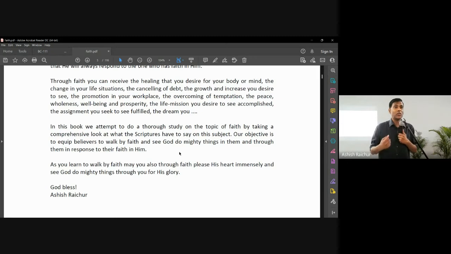The best way to grow your muscle is to keep using it. So faith is like a muscle. The best way for us to grow in faith is to keep using your faith. If you keep faith on the bookshelf somewhere, it will not grow. You have to keep using it. Right? So the best way to grow your faith is to keep using your faith.